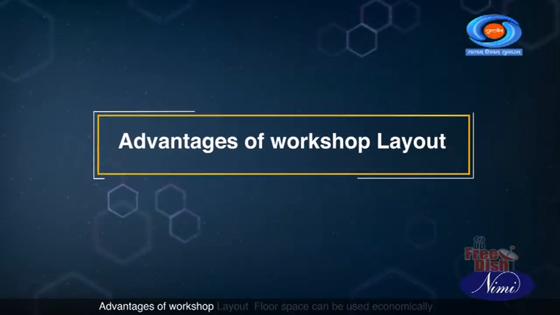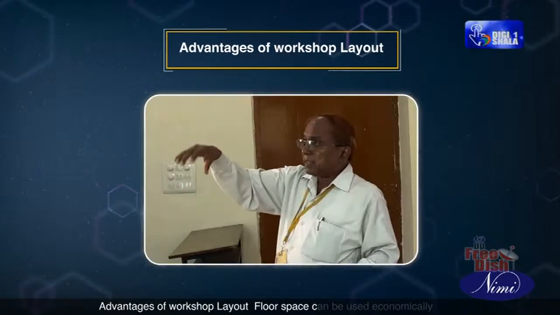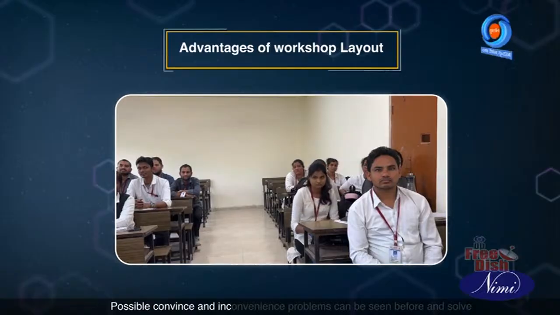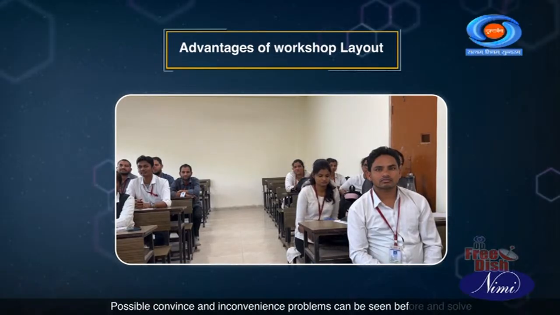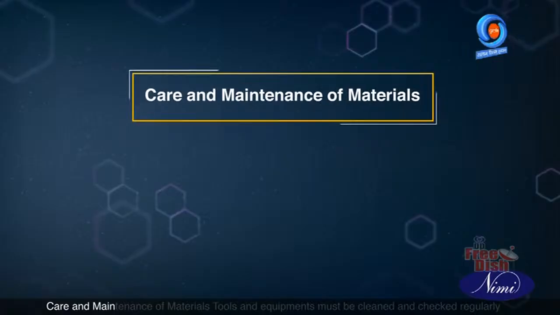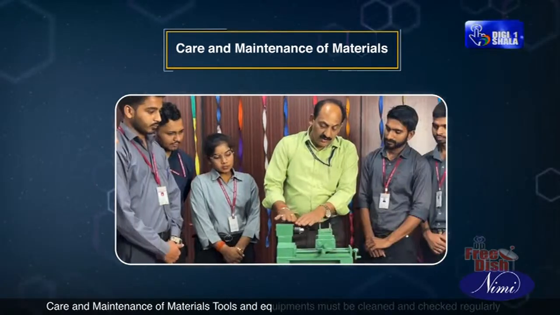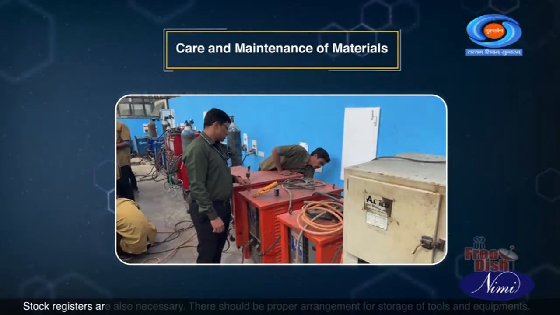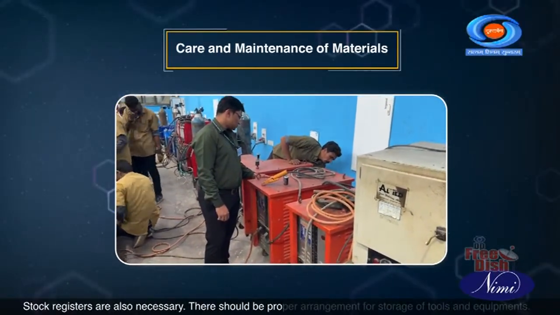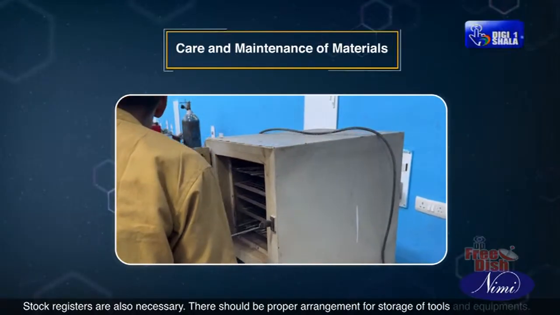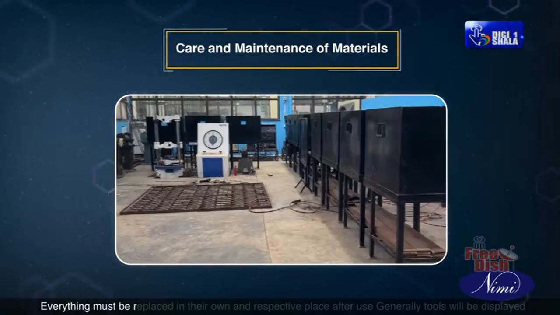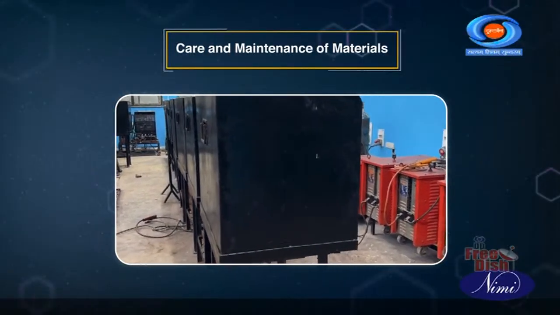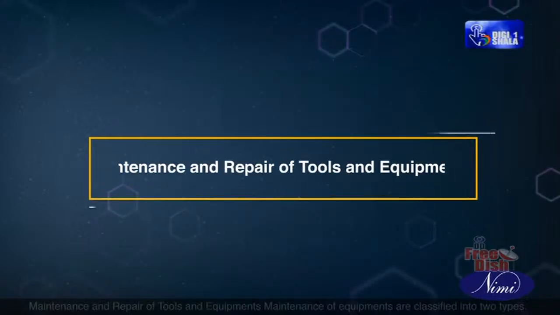Advantages of workshop layout. Floor space can be used economically. Possible convenience and inconvenience problems can be seen before and solved. Care and maintenance of materials. Tools and equipments must be cleaned and checked regularly. Stock registers are also necessary. There should be proper arrangement for storage of tools and equipments. Everything must be replaced in its respective place after use. Generally, tools are displayed in a board called a toolboard.